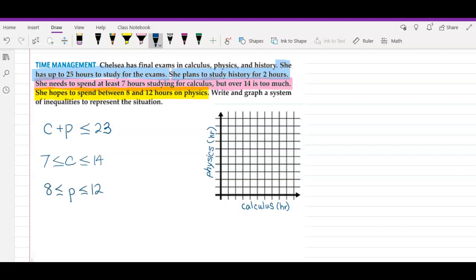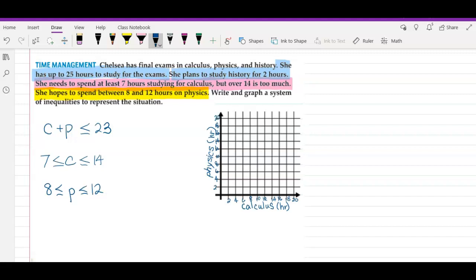So now we're just going to graph all 5 of these inequalities. C in between 7 and 14. Well, first of all, we need to come up with our increments that we're going to count by. Let's count by 2's. 2, 4, 6, 8, 10, 12, 14, 16, 18, 20. And same on this side. 2, 4, 6, 8, 10, 12, 14, 16, 18, 20.